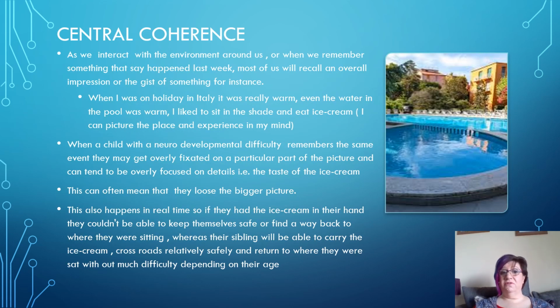Okay, so moving on from theory of mind to central coherence. This one doesn't get spoken about as much, but it's important that you have an understanding of what it means. So central coherence is thinking about when I'm in an environment or a situation that I can get the overall impression or gist of the story of what's happening around me. And this can be incredibly difficult for kids with neurodevelopmental problems.